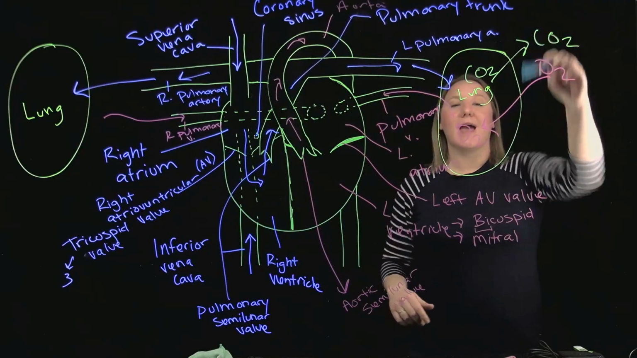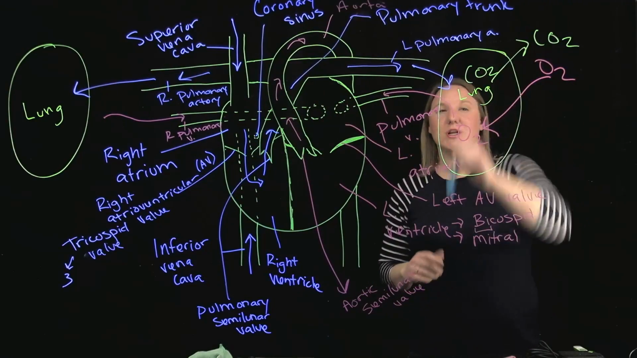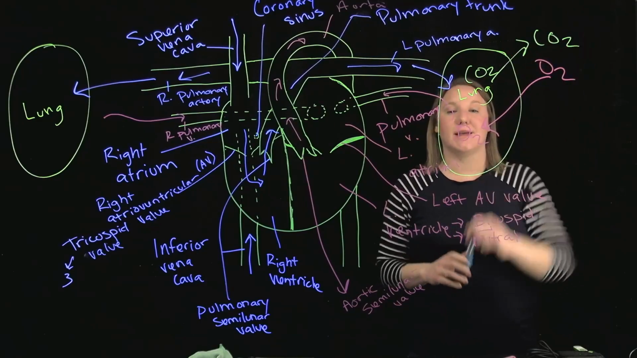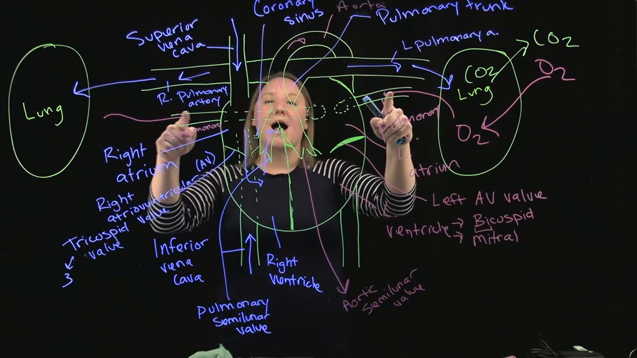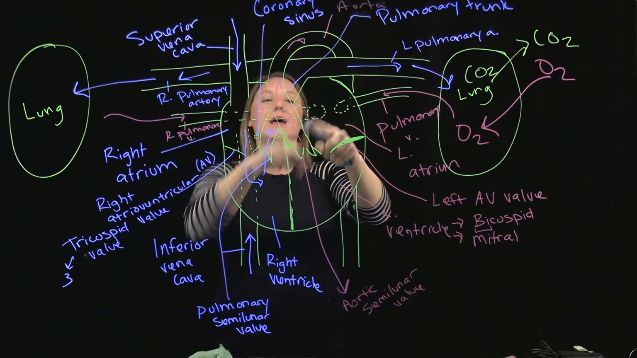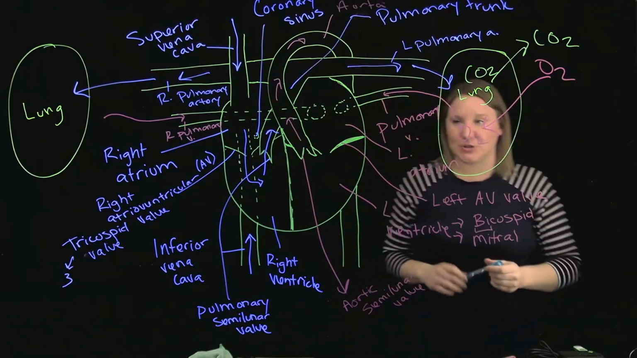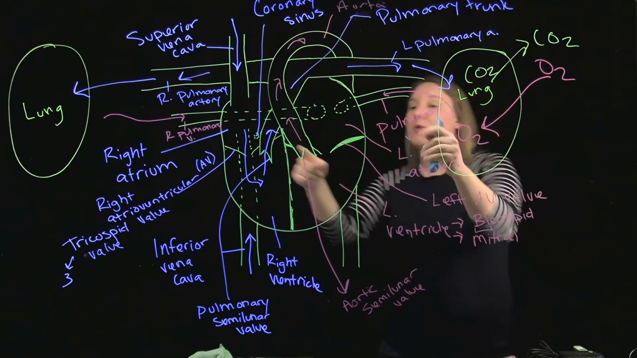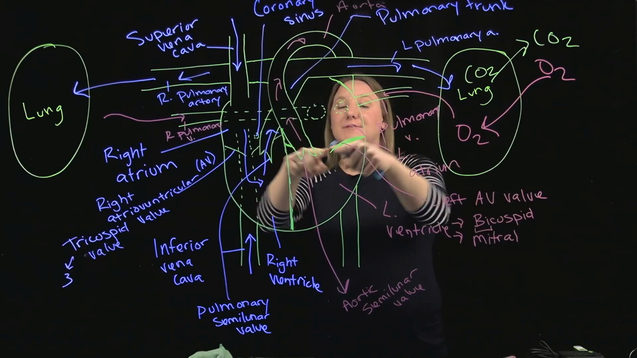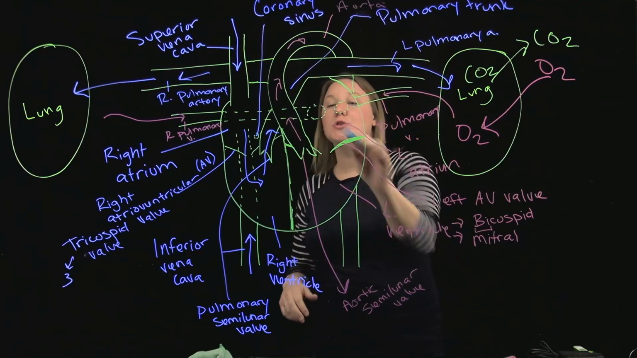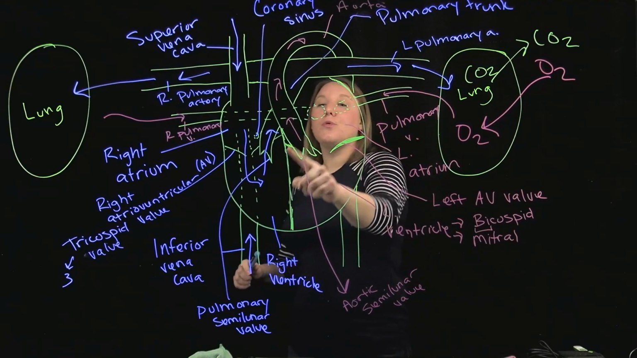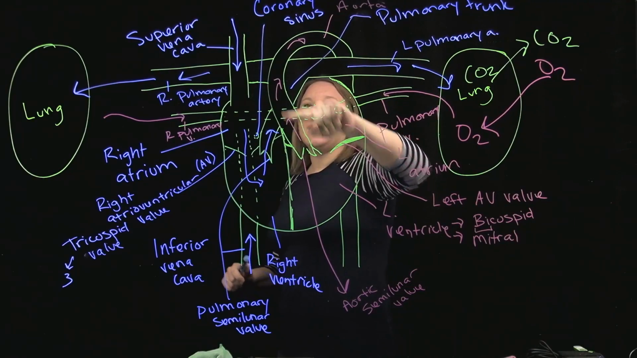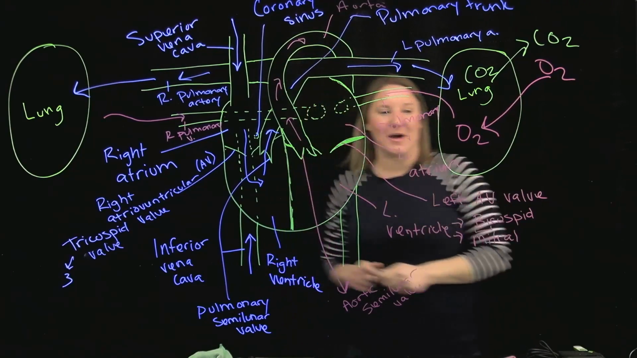In the lungs is where gas exchange occurs. We have oxygen entering the blood and carbon dioxide leaving the blood. The pulmonary veins will bring that high oxygen blood back to the heart, specifically the left atrium. From there, blood will flow through the left atrioventricular valve into the left ventricle, which will then pump that blood through the aortic semilunar valve into the aorta.